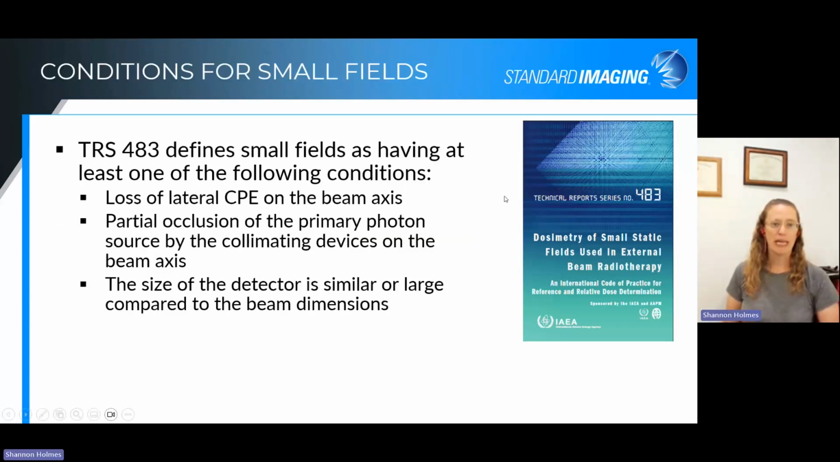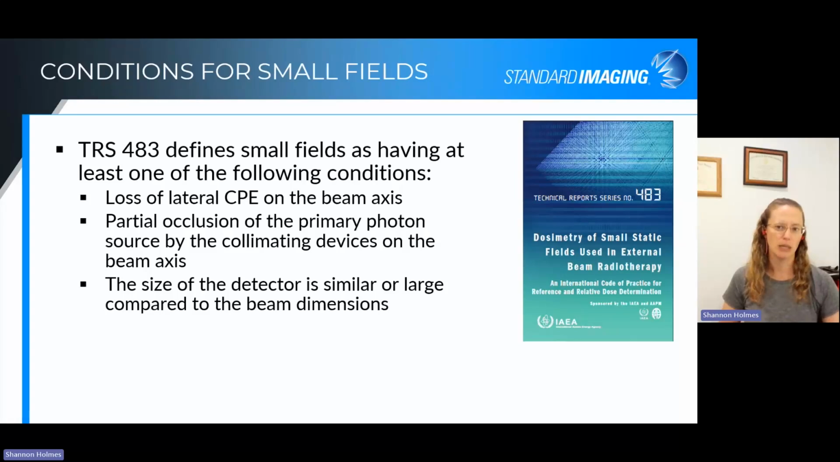So TRS 483 defines small fields for us. It defines them as having at least one of these three conditions. You have loss of lateral charged particle equilibrium on the beam axis, and/or partial occlusion of the primary photon source by your collimating device, again on the beam axis. And number three, the size of the detector is similar to or large compared to the beam dimensions.